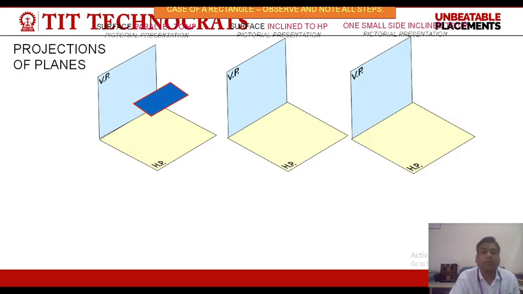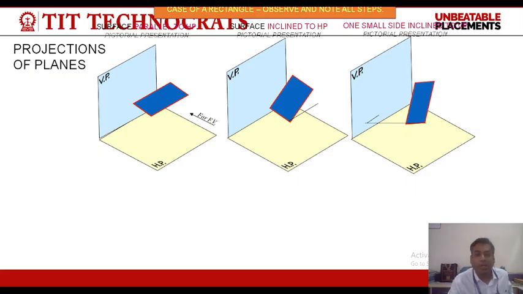We have considered one example of a rectangular plane. In the first case, the plane is perpendicular to VP. In the second case, the plane is perpendicular to VP and parallel to HP. While in the third case, the plane is inclined to both HP and VP. So we will take up the first example.